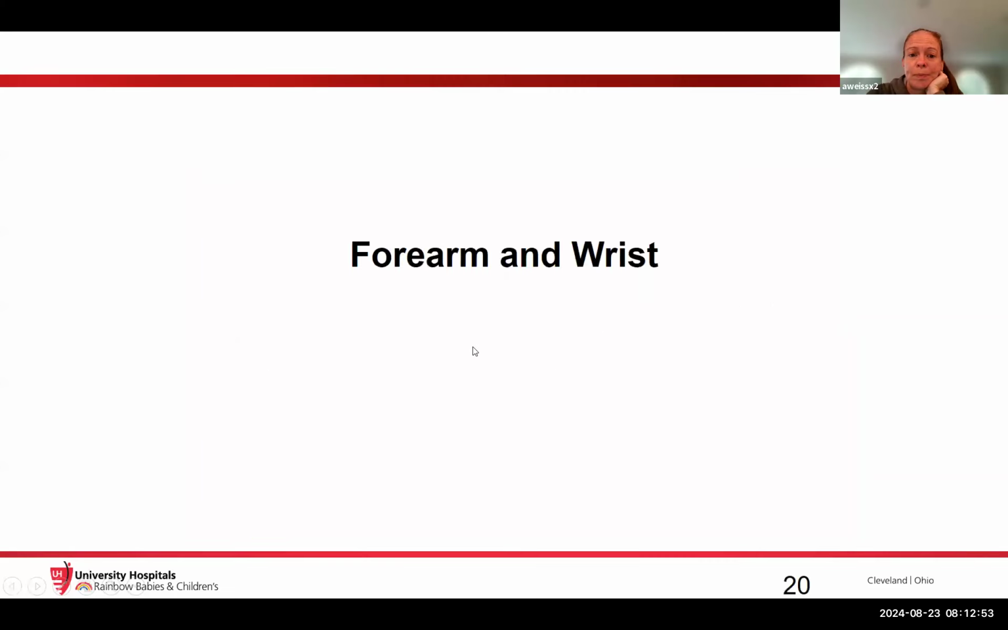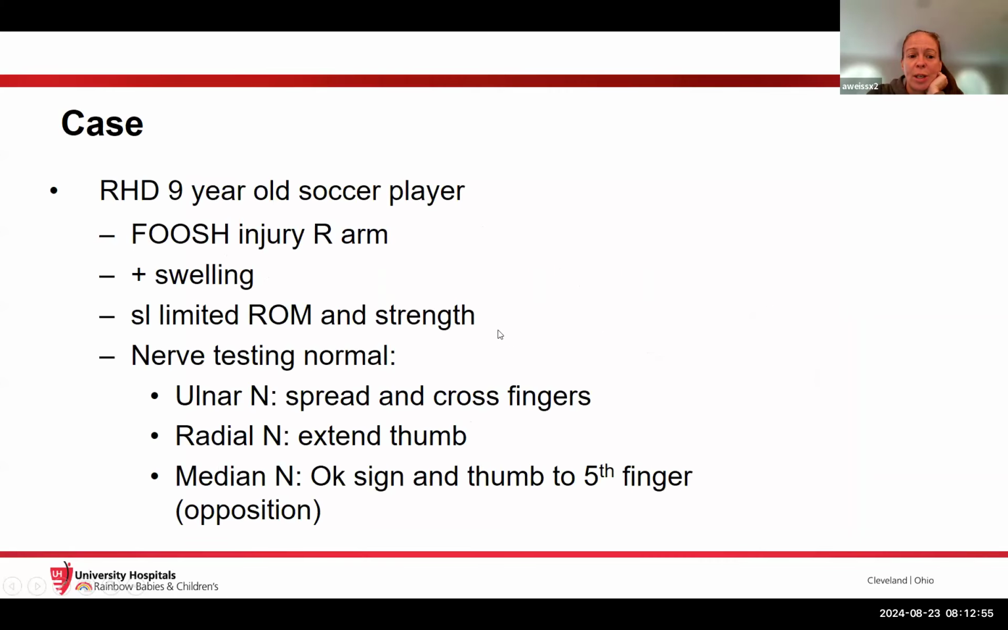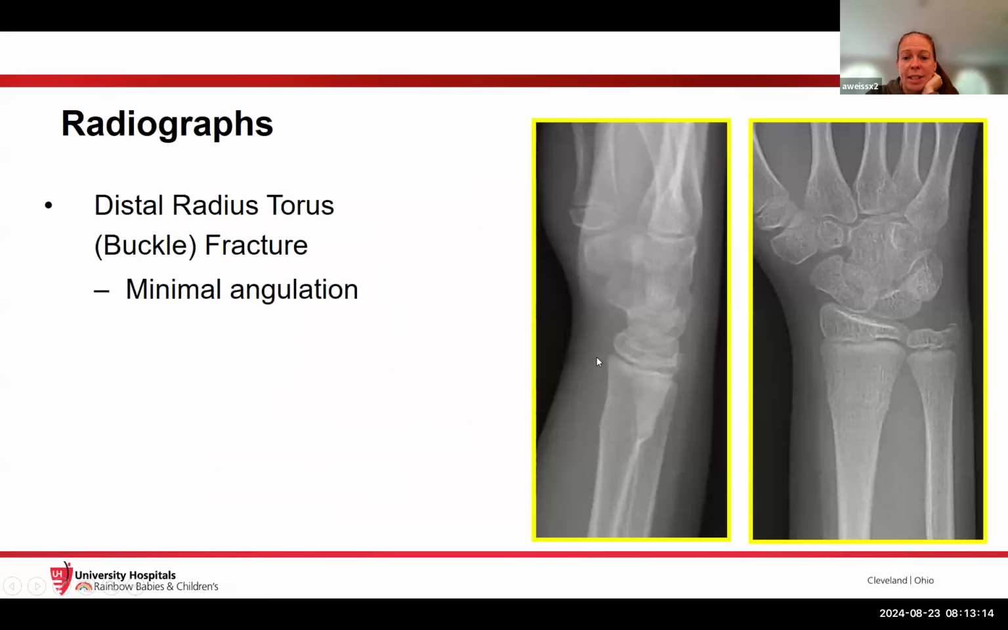So, forearm and wrist fractures. This kid is kind of a standard. You're going to see all fall: a 9-year-old soccer player who falls on an outstretched hand. A little bit of limited range of motion and strength. We always check the nerves, which I'm sure you have already seen me do, to make sure everything is intact. And this is just your standard buckle fracture with minimal angulation.